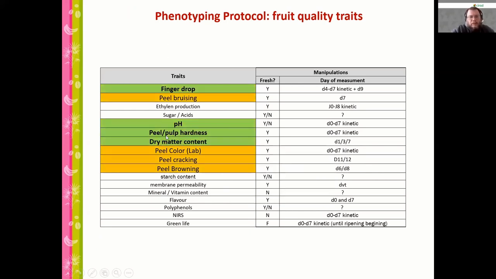But we only have enough results for finger drop, for pH, peel and pulp hardness, and dry matter content to perform QTL analysis, because we had to face some phenotyping problems during our study for the other traits. So we have to adapt the phenotyping process, and we don't have enough data at this time to perform QTL analysis for them.